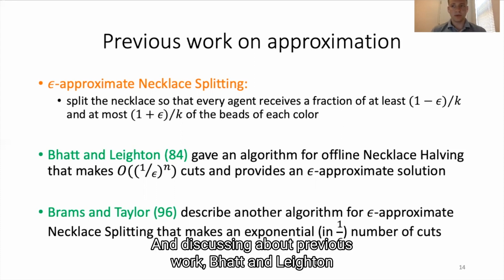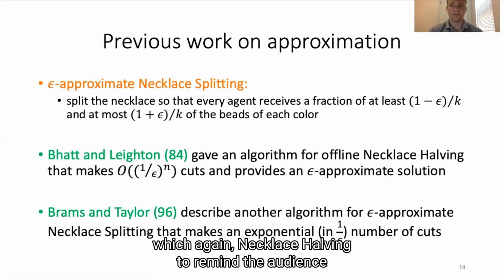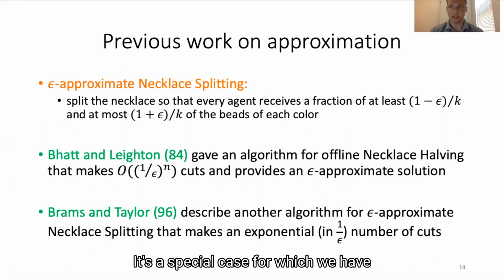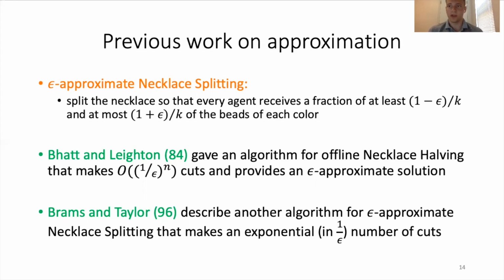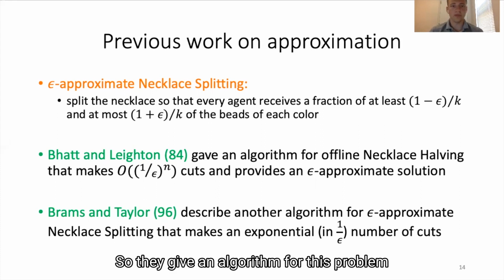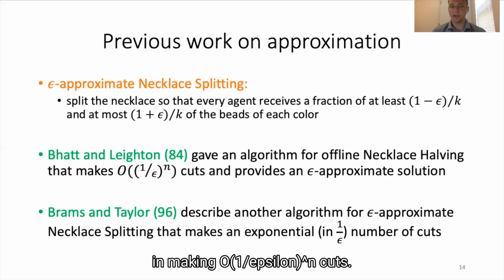And to discuss previous work, Bhatt and Leiserson in 1984 gave an algorithm for offline necklace halving, which, to remind the audience, is necklace splitting for k equals 2 agents. It's a special case for which we have the hardness result proved. So they gave an algorithm for this problem that provides a proper solution, making O((1/epsilon)^n) cuts.